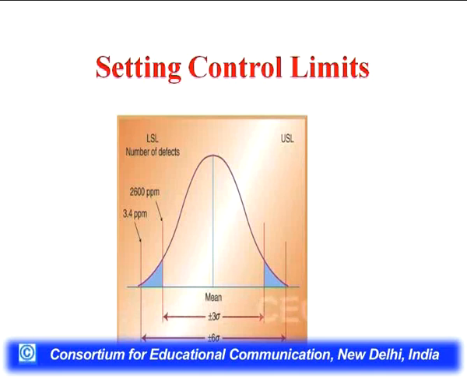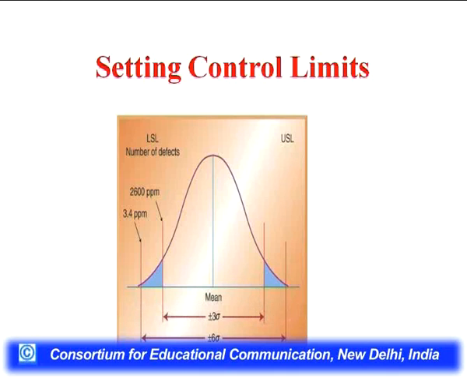And if we mark the plus minus 6 sigma limits also on this normal curve, only 3.4 ppm will be in the rejection range. So, plus minus 6 sigma, 3.4 ppm rejection; plus minus 3 sigma, 2600 ppm rejection.